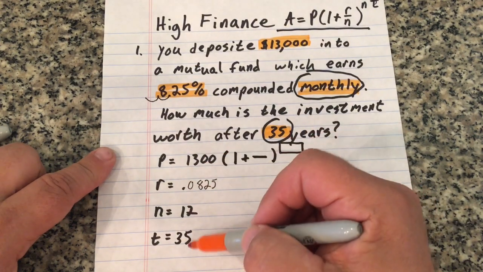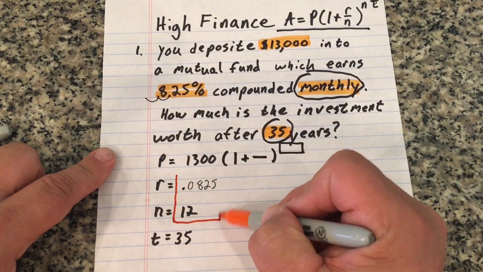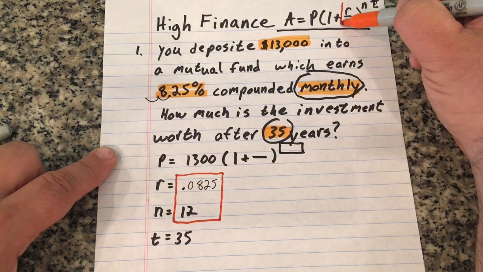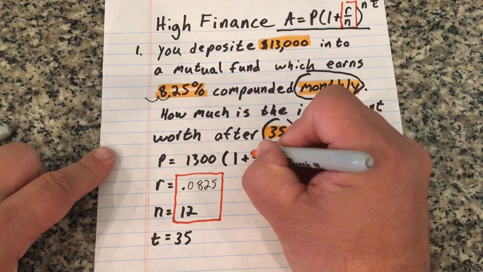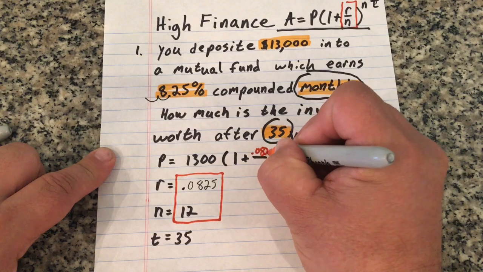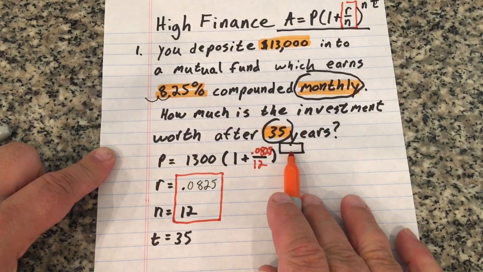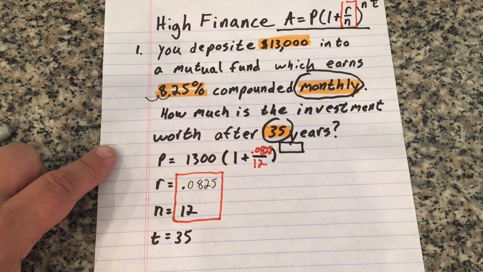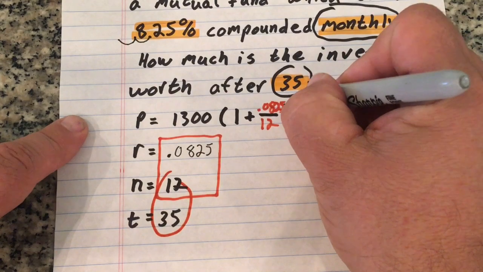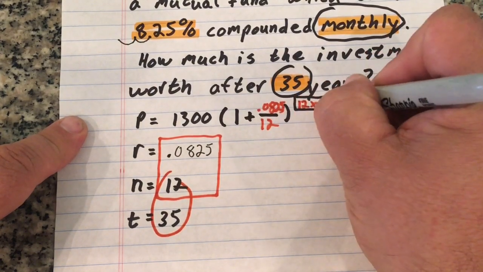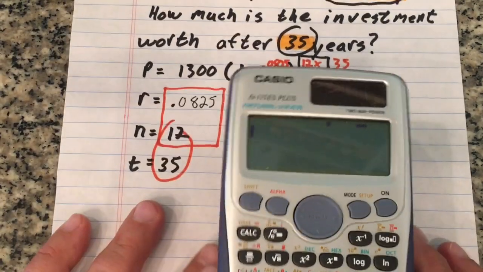If I can write down this stuff in print form, this fraction bar, you see the R and the N? Do you see the R and the N in the formula? So it's going to be 0.0825 over 12. And then up here in the X box is going to be the 12 times the 35. 12 times 35. And now you can just dump it into the calculator.